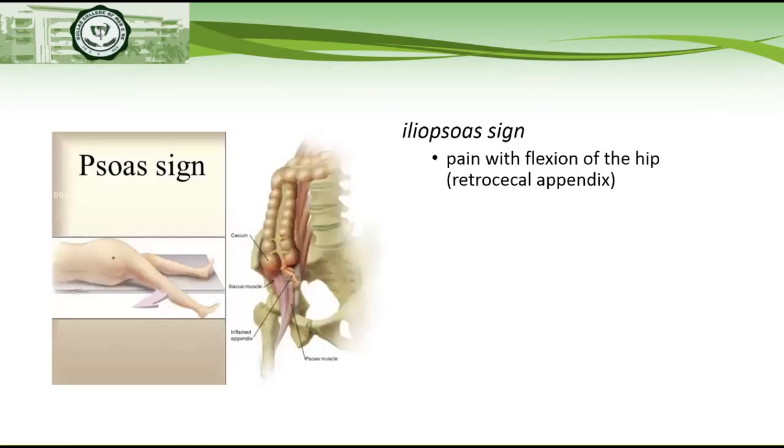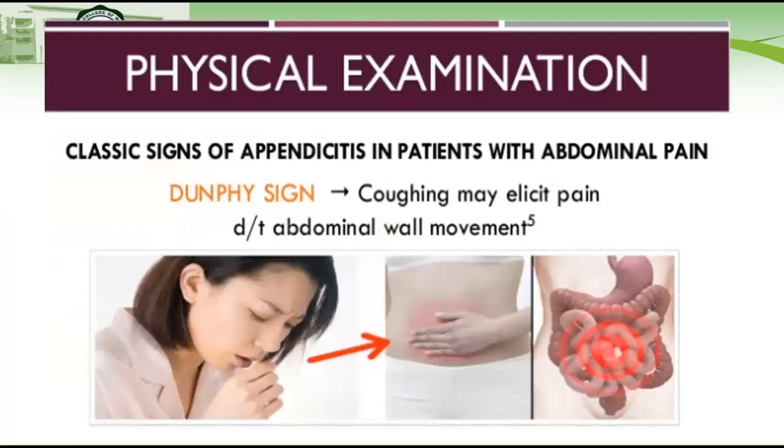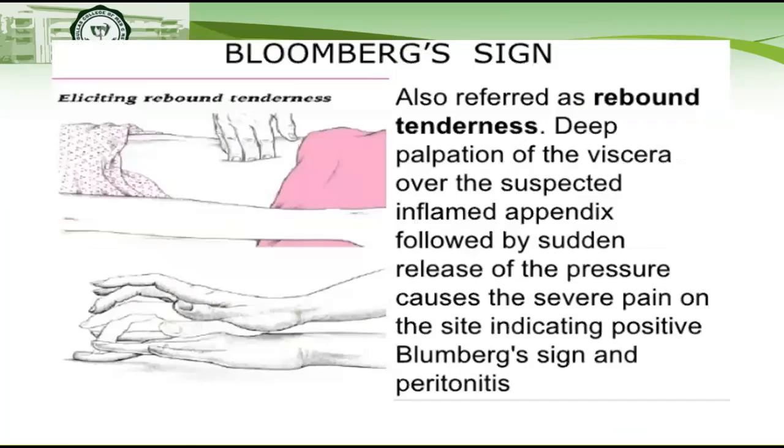The Iliopsoas sign is pain with flexion of the hip, especially when you have a retrocecal appendix. Obturator sign is pain with internal rotation of the hip if you have a pelvic appendix. And another sign is the Dunphy sign, when you ask the patient to cough and coughing will elicit pain due to abdominal wall movement. Okay.